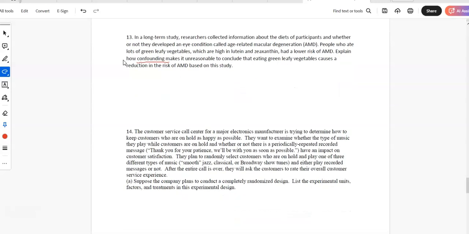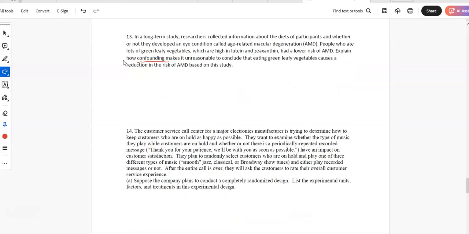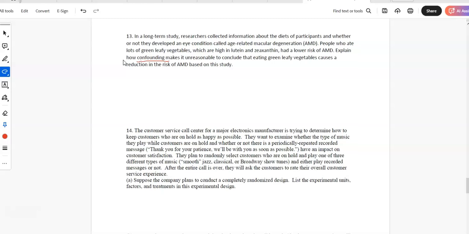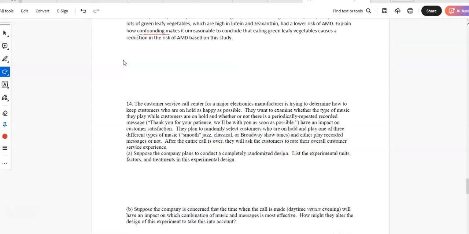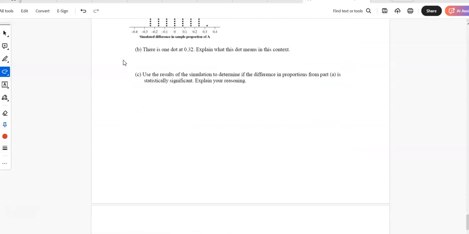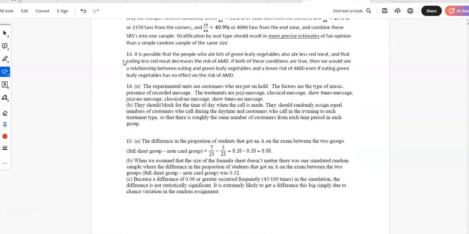Obviously it's an observational study, so it's not going to prove causation. But what confounding variables? If you are someone who eats green leafy vegetables a lot, you're kind of a healthy person, I ascertain. Maybe you're working out more, maybe you're getting more sleep, maybe you're eating other healthy foods like fruits as well. So fruits could be a confounding variable. Other healthy choices you're making. I'm assuming you're making lots of healthy choices if you're doing that.